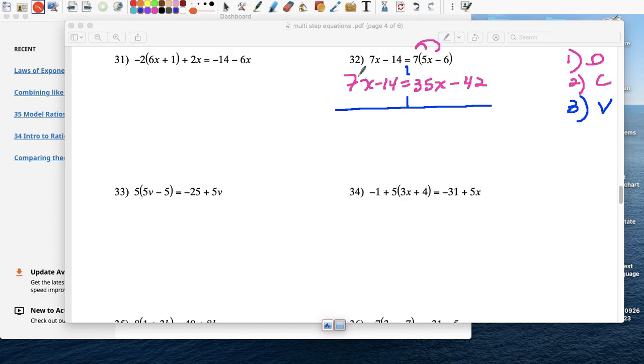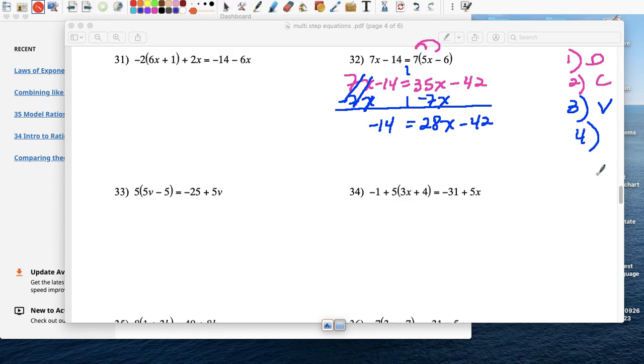So that's 7x. How do I make that equal to 0? Well, what do I do to 7x to equal 0? I do minus 7x. And if you notice, 7 minus 7 is 0. I will do minus 7x on the other side. So let's see what we have. Negative 14 is left over on the left. On the right, 35x minus 7x is 28x, and then minus 42. So I'm done with that.